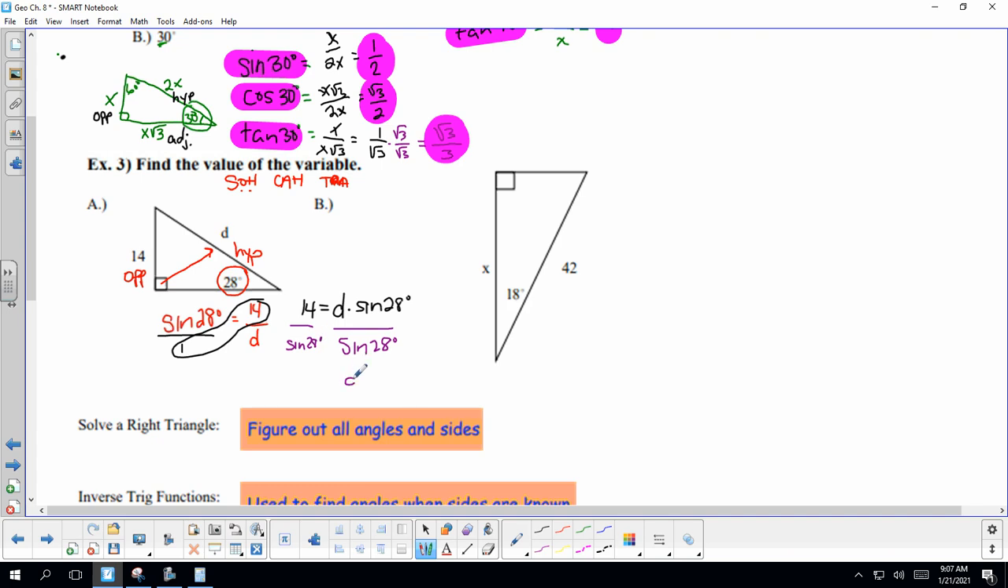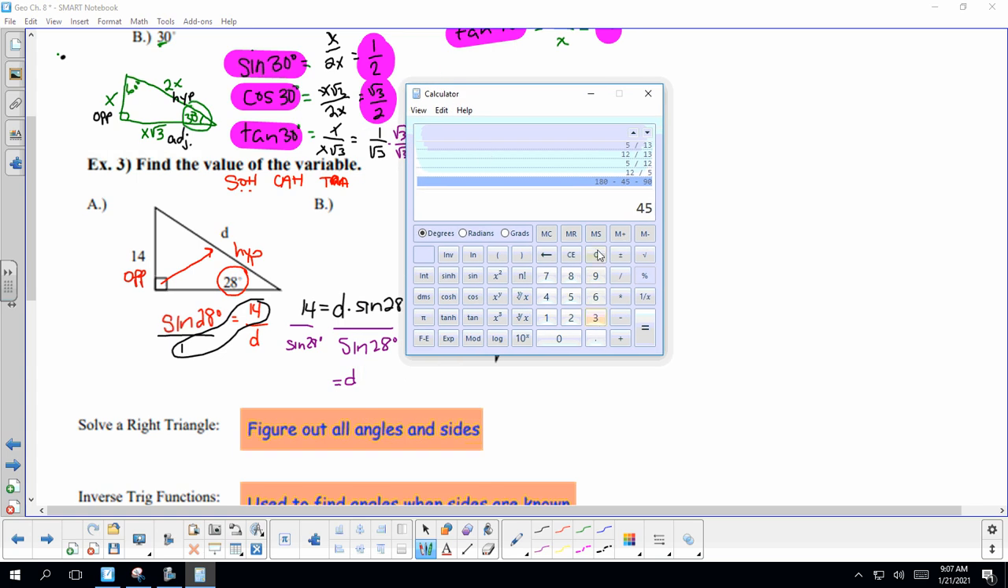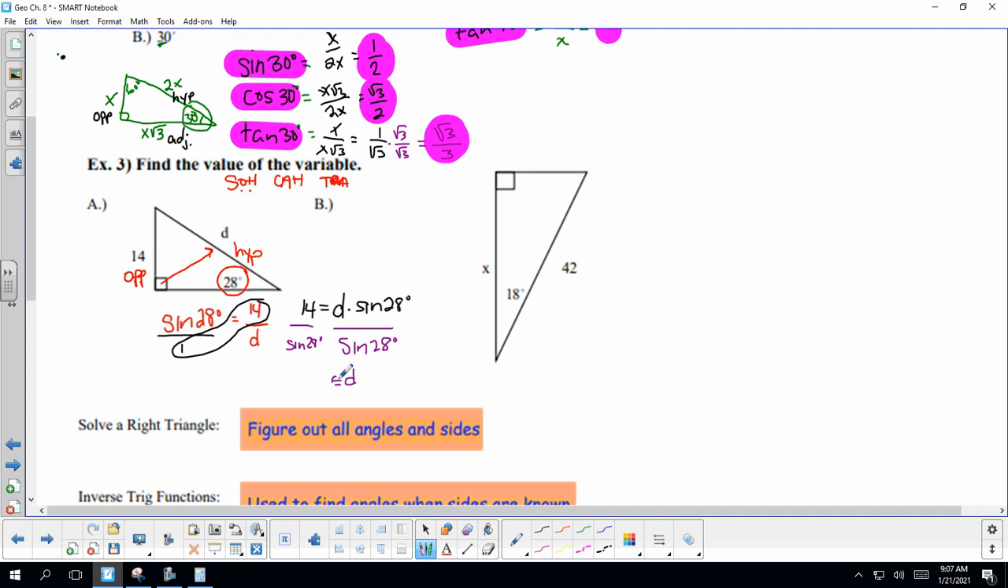Let me show you how to do this on your calculator. Number one, make sure you are in degrees, because we are in degrees. My calculator likes the number first and then the sine. So I know that the sine of 28 is 0.469. So I'm going to go 14 divided by the sine of 28. So the answer to D is equal to 29.8. And it is a rounding, so we have to change that.